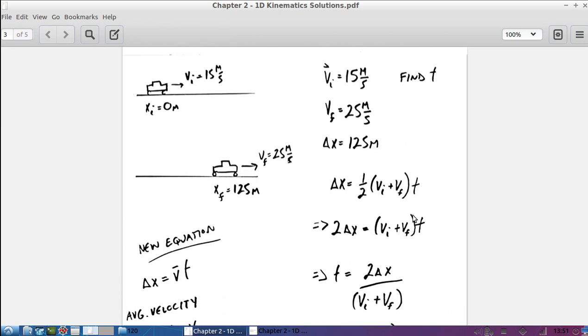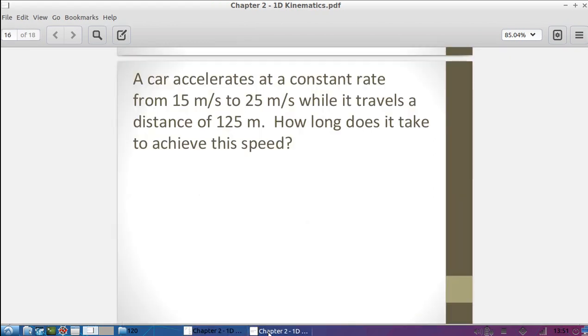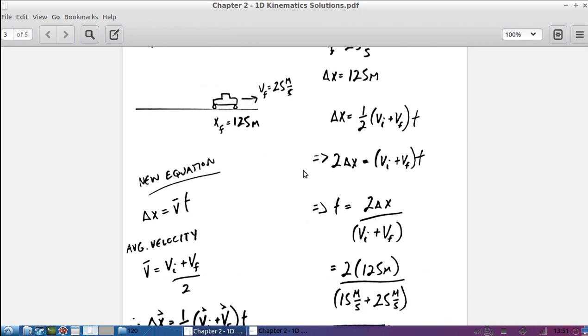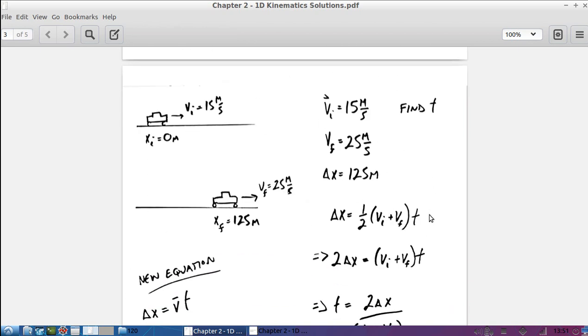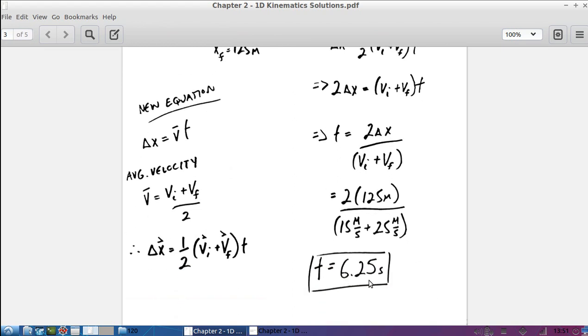So just a quick thing. I never found the car's acceleration. I know it's accelerating, but I wasn't asked for it, and I wasn't given it. Find the acceleration. Go back at your kinematics equations. Okay, we have time now, which is great, so we can use any kinematics equation now to find the acceleration.